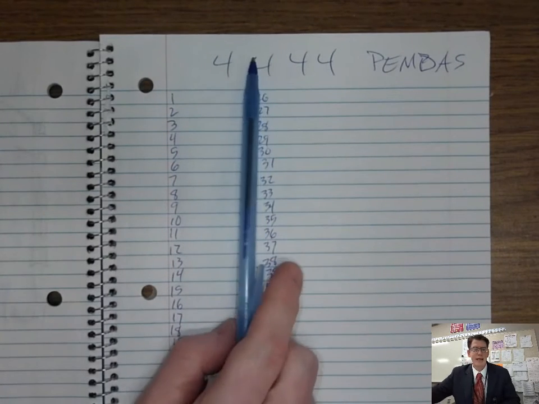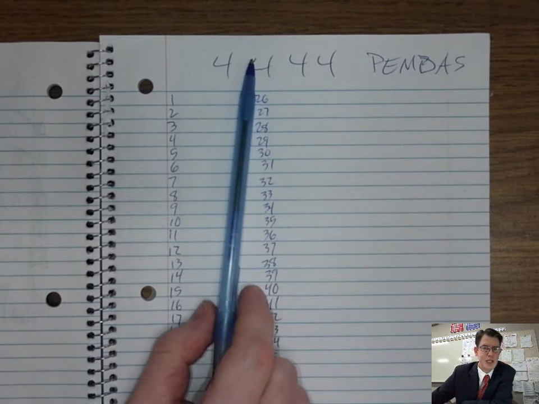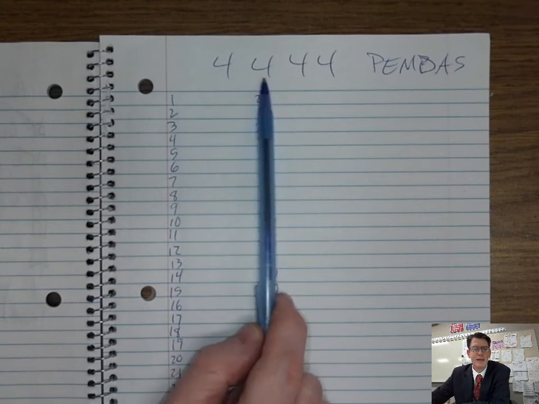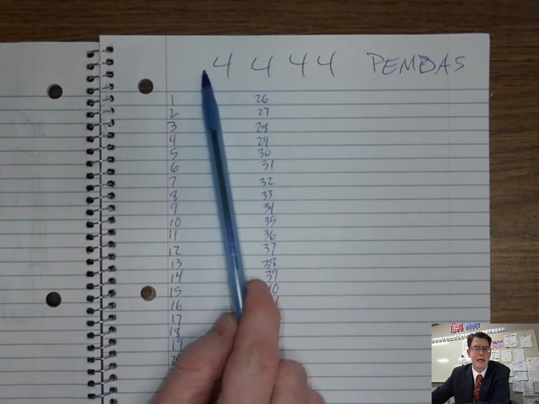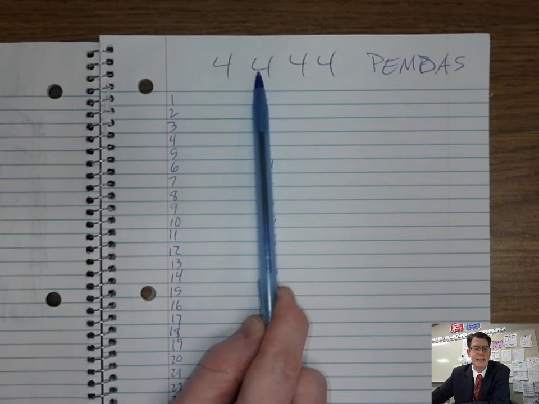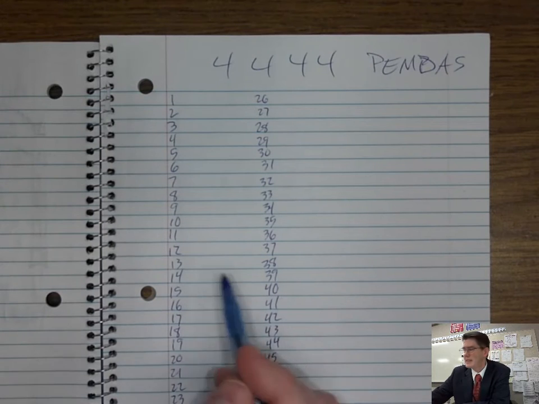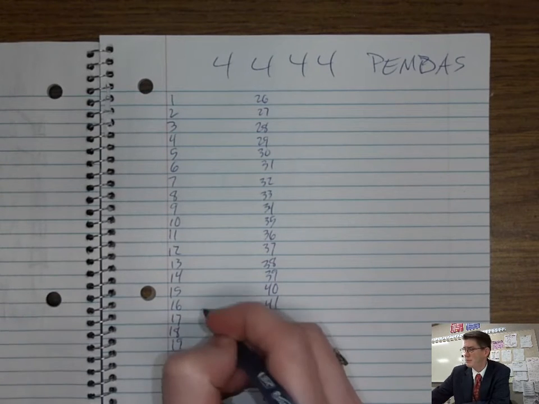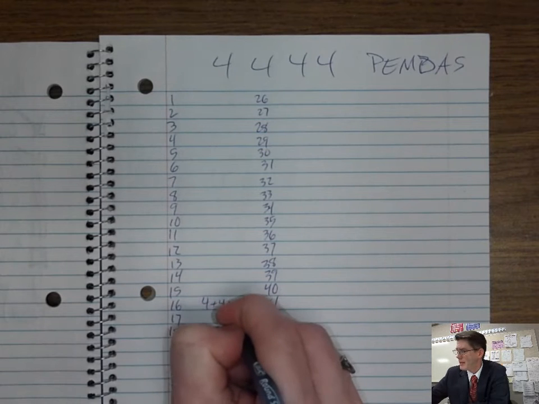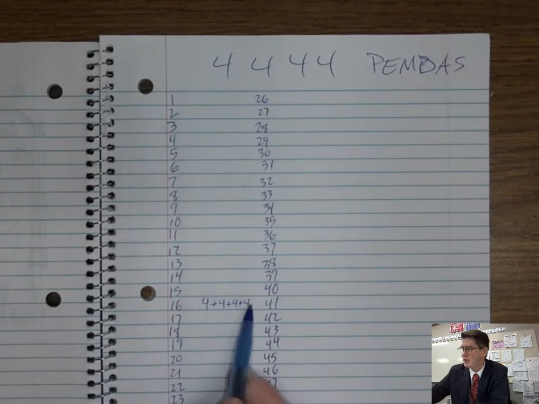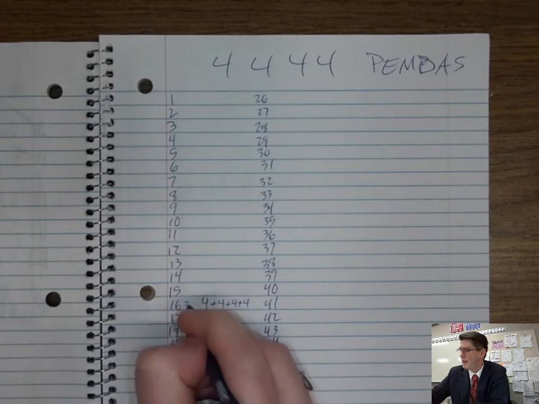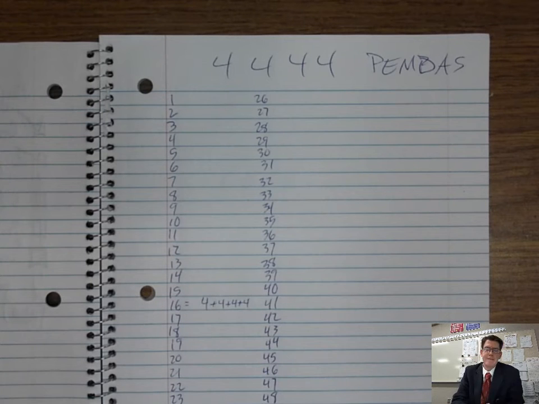Well, let's see. Test-taking strategy, doing the easiest ones first. Let's just do 4 plus 4 plus 4 plus 4. That's, let's see, 4 plus 4 is 8. 8 and 4 is 12. 12 and 4, that's 16. So just by hardly even trying, I've now found a mathematical expression that equals 16.